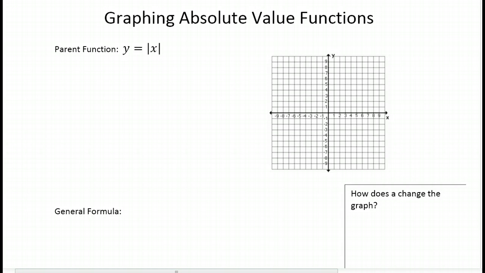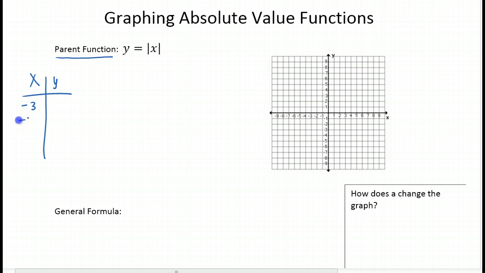Today we're going to be graphing absolute value functions. So the first thing we're going to do is look at the parent function, y equals the absolute value of x. Knowing what this graph looks like and its different attributes, we can talk about other types of absolute value functions. So the first thing I want to do is graph this, and I'm going to use a table because we can graph anything, any function using a table.